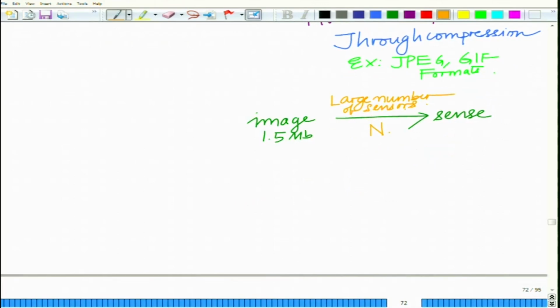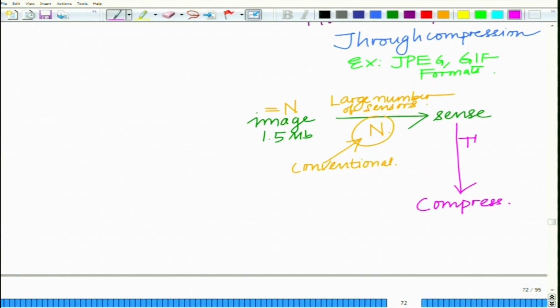So basically this is conventional, which means the number of sensors required is n. The image is of size n, and you have a large number of sensors of size n. This is your conventional sampling or sensing. That is, you require one sensor per sample. However, interestingly, or rather strangely, after sensing, you are compressing. That is, you throw away a significant amount of data.